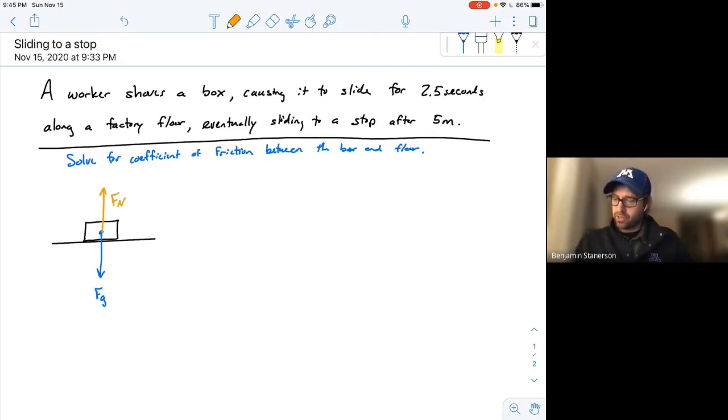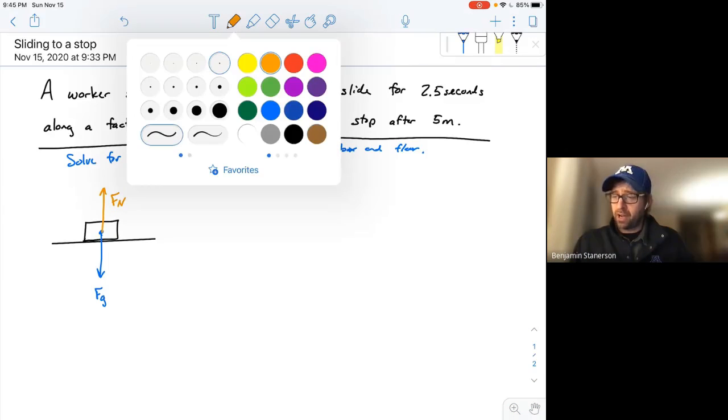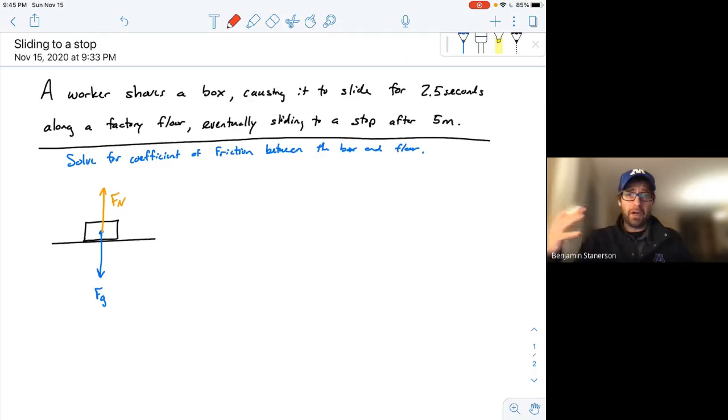And there's also, since it's sliding to a stop, let's just say it's moving to the right, I know that something's slowing it down. So there must be an acceleration horizontally, and that's being caused by an unbalanced or a net force. Okay, so let's think about that for a second.